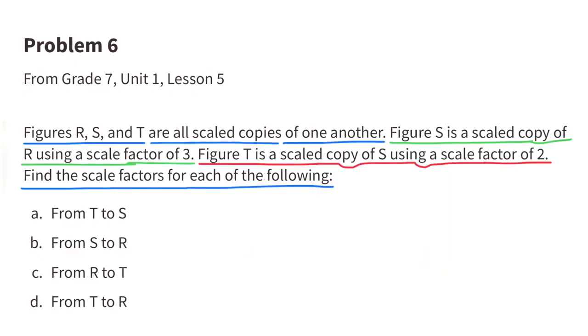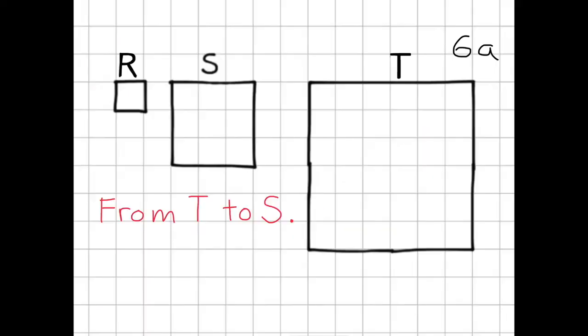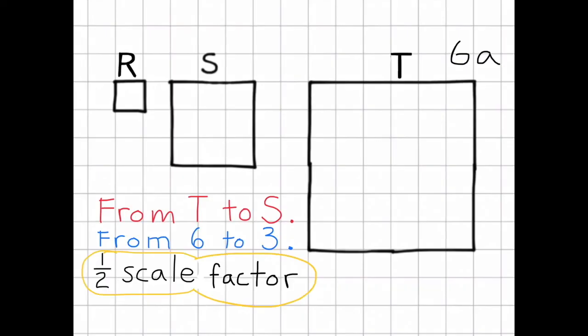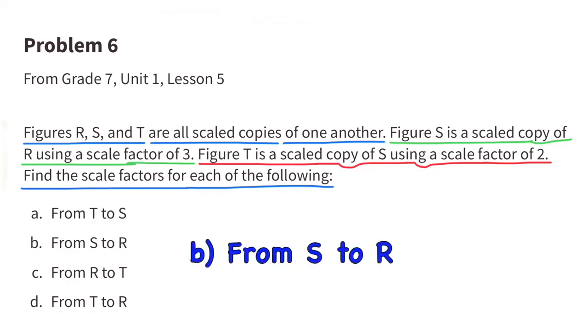Number 6. Figures R, S, and T are all scaled copies of one another. Figure S is a scaled copy of R using a scale factor of 3. Figure T is a scaled copy of S using a scale factor of 2. Find the scale factors for each of the following. A. From T to S. I modeled R, S, and T. R has a side length of 1, S has a side length of 3, and T has a side length of 6. To go from T to S is just like going from 6 to 3, and going from 6 to 3 is a half scale factor, since 3 is half of 6. B. From S to R.